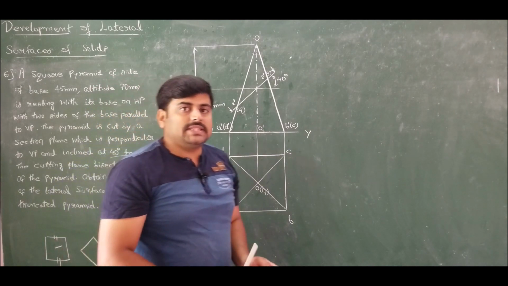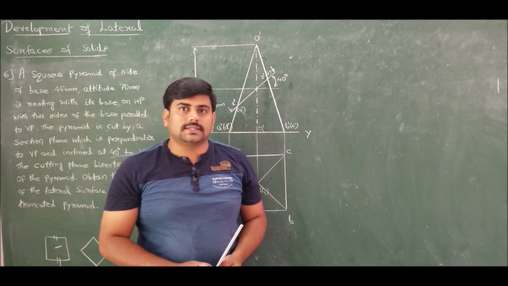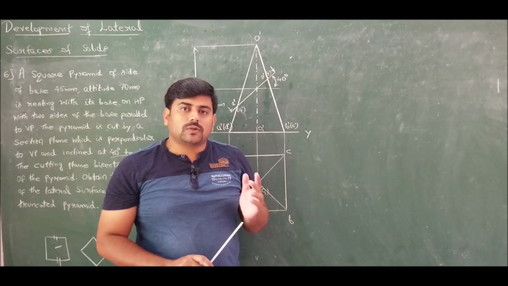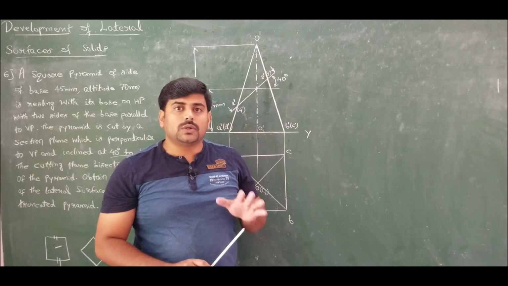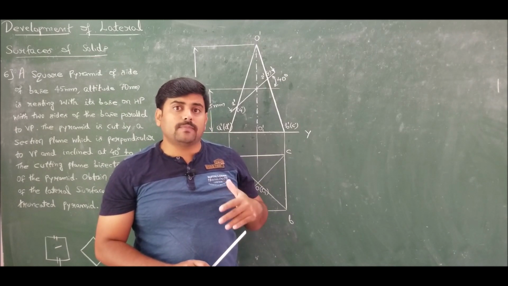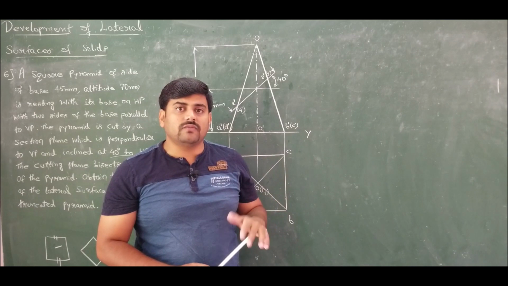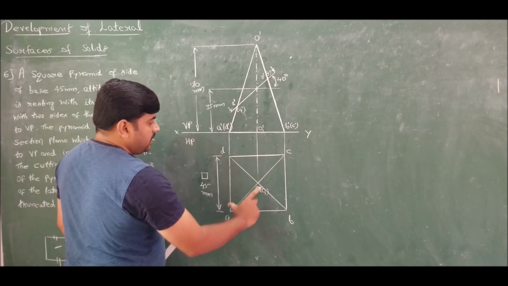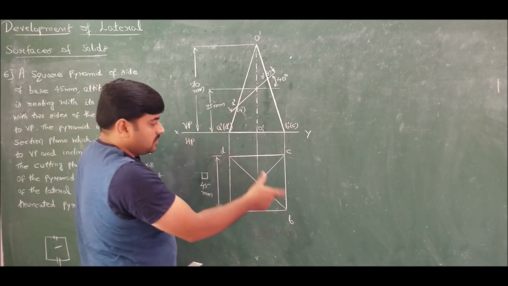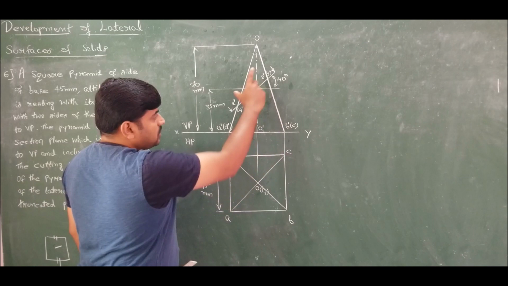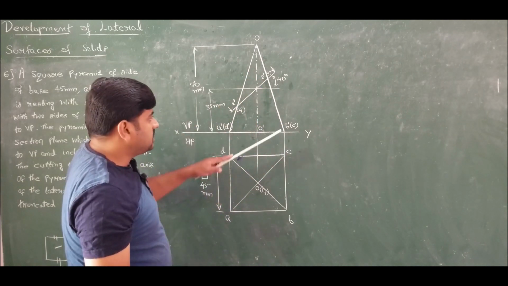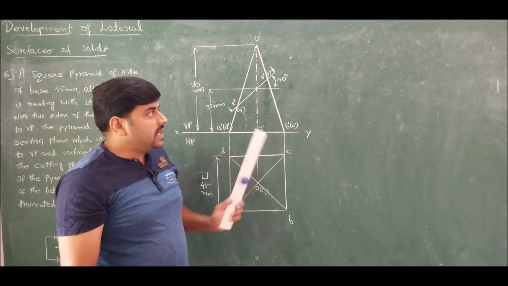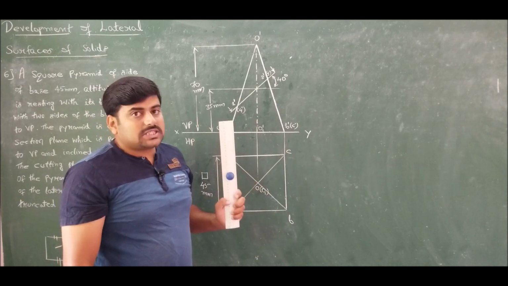We have already learned from the basics of orthographic projection of lines that if a line is parallel to a plane, the projection taken onto that plane will always give us the true dimension. If a line is inclined to a plane, the projection taken onto that plane itself will give us an apparent dimension. Here we have AO inclined to VP. If I take projection, I will get apparent dimension. Similarly for BO, apparent dimension. CO is also apparent, DO is also apparent. None of these slant edges are true. First I should make it true and then only I can go for the development of this square pyramid.